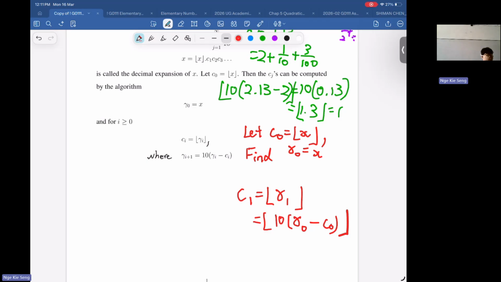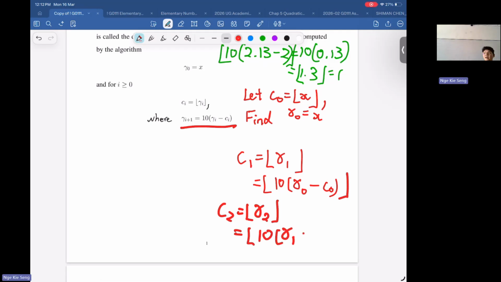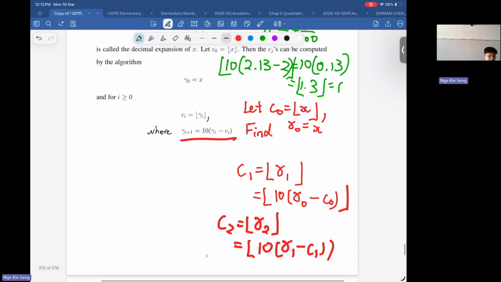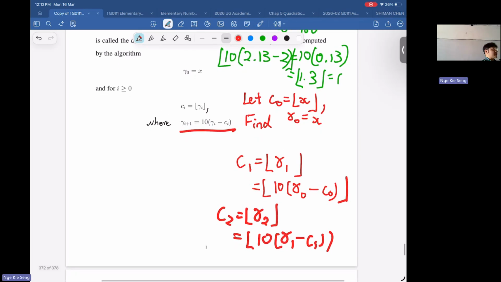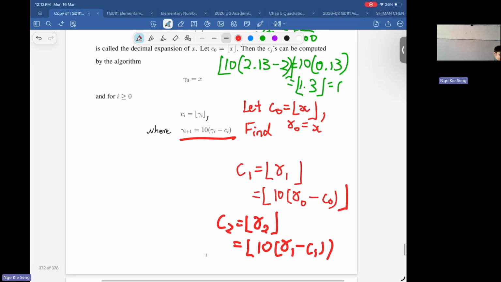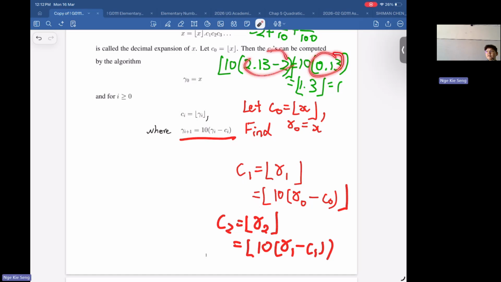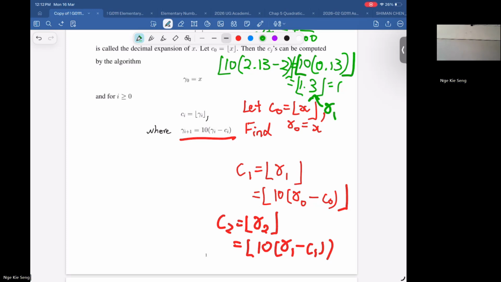If you look at this algorithm carefully, what is C2? C2 is the floor of gamma 2. But what is gamma 2? The gamma 2 formula is 10 times gamma 1 minus C1. But then what is gamma 1? Gamma 1 is 0.13, and then you take away C1. Sorry, gamma 1 is not 0.13, but 10 times 0.13. The whole thing inside here is gamma 1 actually. Can you realize that in gamma 1, there's no floor of x anymore, no C0 anymore?